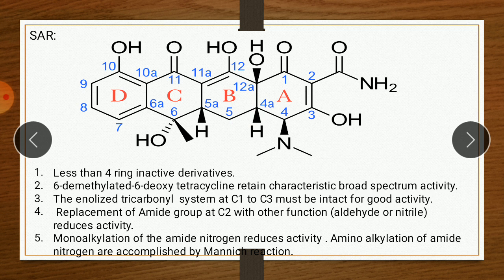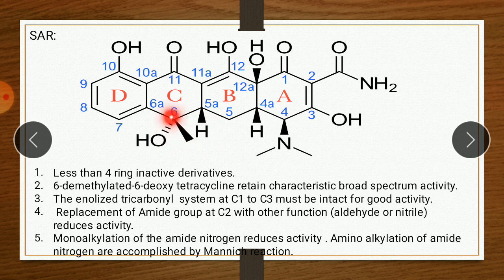So the first point in SAR: derivatives with less than 4 rings are inactive. So here there are 4 rings. If we remove 1 ring, then the compound is inactive. Point number 2: 6-demethylated 6-deoxy tetracyclines retain characteristic broad spectrum activity. It means that on the 6th position, if we see here, this one is the 6th position. So here there is a CH3 group and there is a hydroxyl group in most of the tetracyclines.